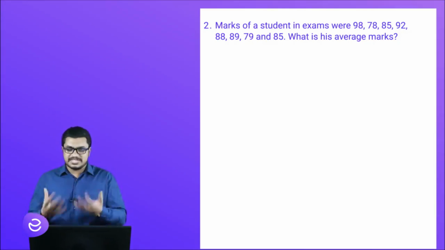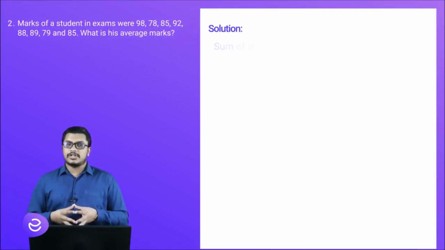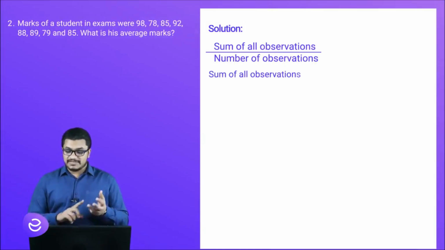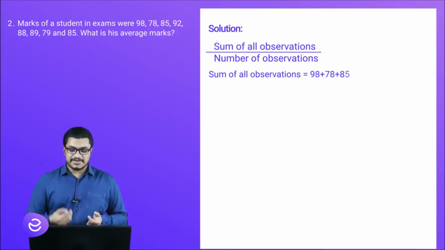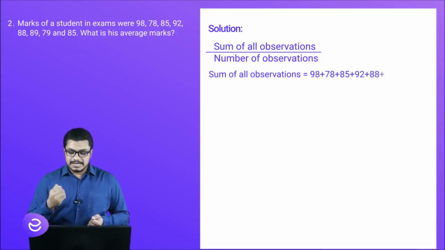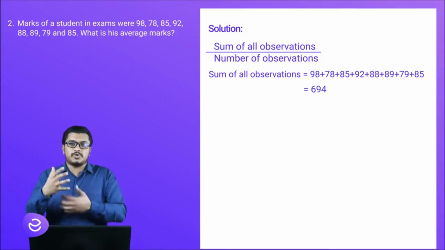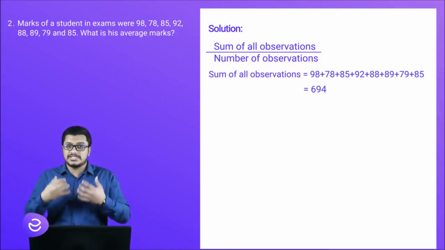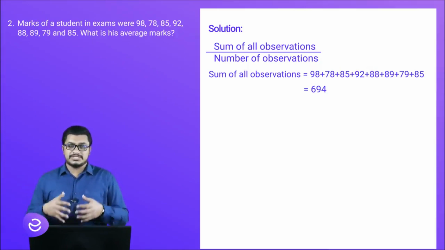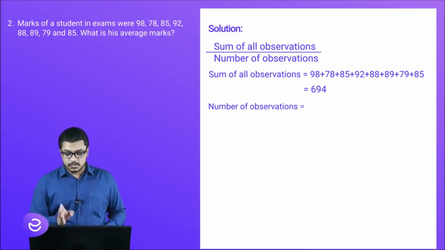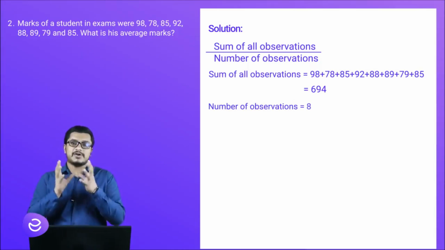This is also a very straightforward question. Sum of all the observations divided by number of observations, that is the equation. The sum is 98 plus 78 plus 85 plus 92 plus 88 plus 89 plus 79 plus 85. If we add all these, we get the answer as 694. It is up to you to add all the numbers in a very fast manner, because there is a net question, so you'll have very little time on one question. So add all the numbers very fast. And then the number of observations: 1, 2, 3, 4, 5, 6, 7, 8. We have 8 observations here.